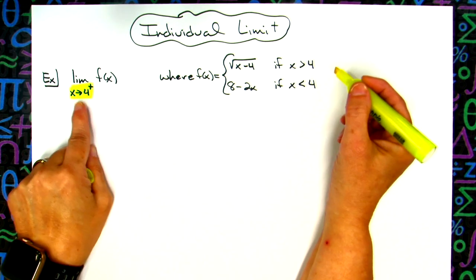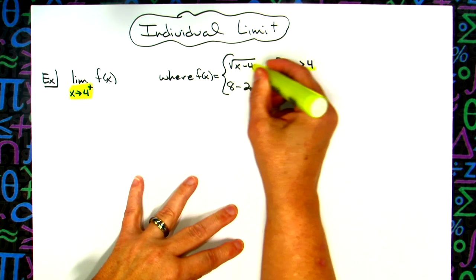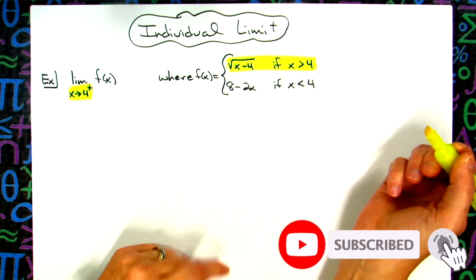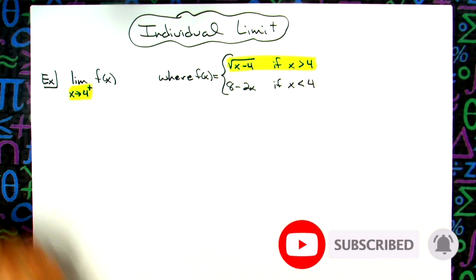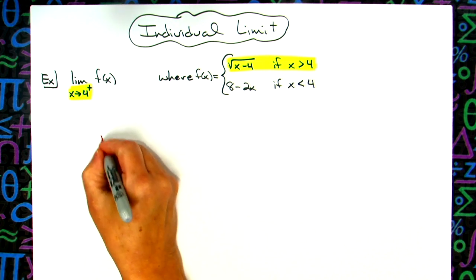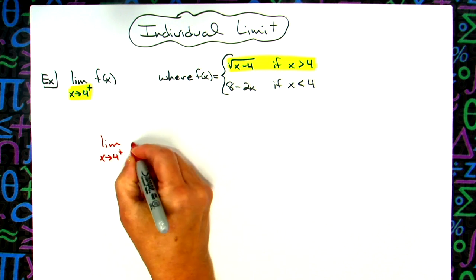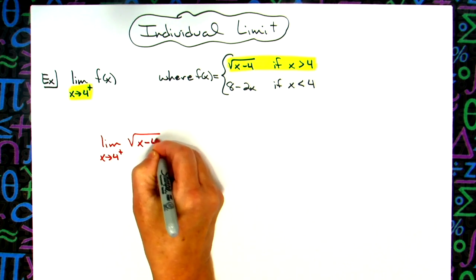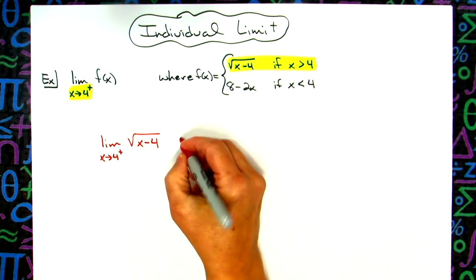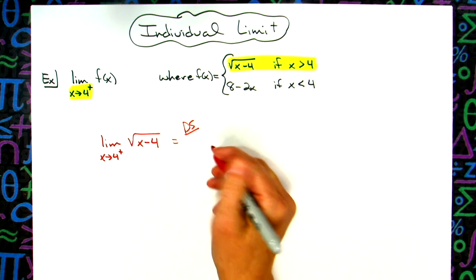Okay, so because this is as x is approaching 4 from the right, I have to focus on the top and only top portion of this piecewise function in order to algebraically evaluate it. So then basically I'm looking at the limit as x approaches 4 from the right of the square root of x minus 4. That's going to be pretty much just a direct substitution. So the problem itself is not hard once you realize what portion of the function to look at.